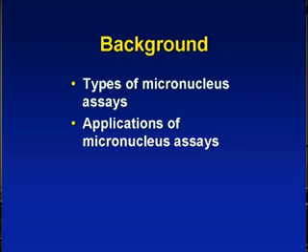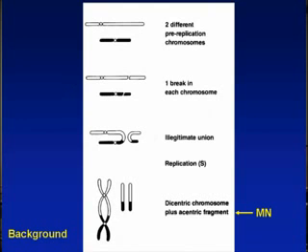Now, for background, we're going to discuss two different types of micronuclear assay. Like I mentioned, one by the microscopic method, the other one by flow cytometry. Also, a little bit about how this method can be applied for different kinds of applications. So the first thing is, what are micronuclei?